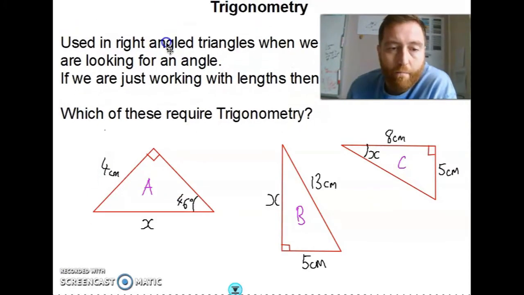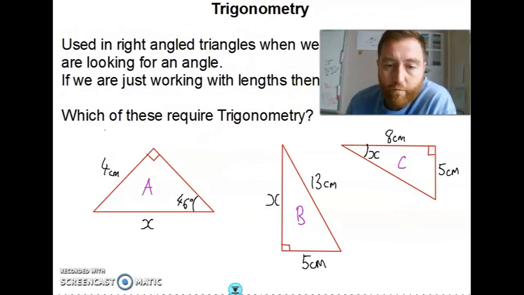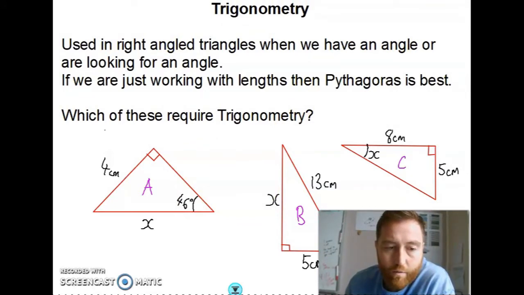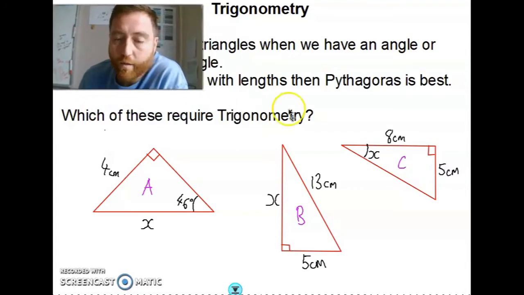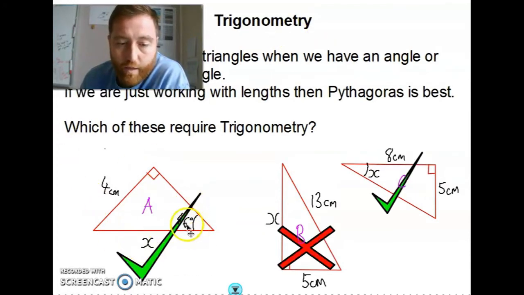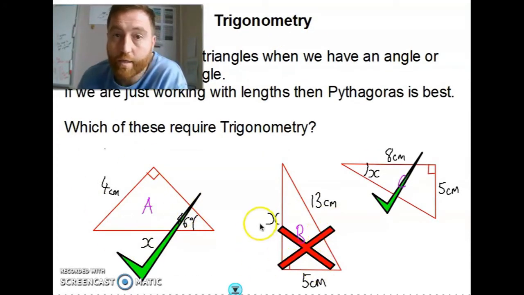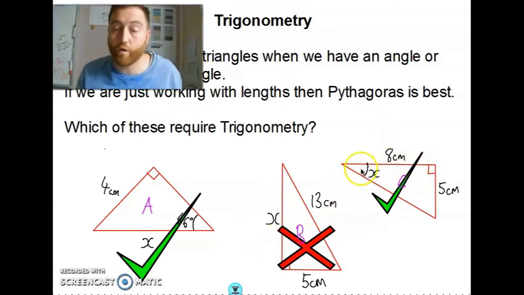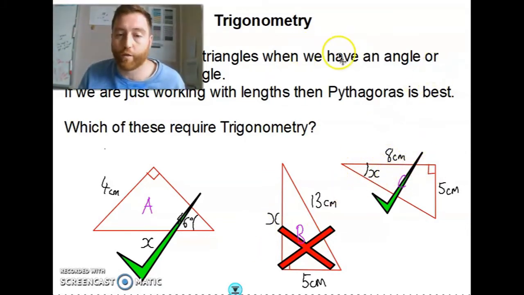Okay, here are three examples of triangles, and what I'd like you to do is pause this now and decide which of these three triangles requires trigonometry. Which ones of these would we use trigonometry for? So it's right angle triangles with angles. Pause. Continue. And the answers are this first one here, because it's got an angle involved. Not the second one, that's just length, so that's Pythagoras. And the last one, we're looking for an angle, so again that would be trigonometry.